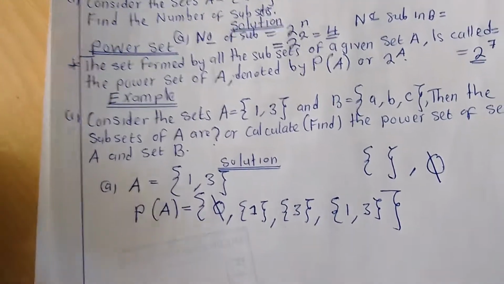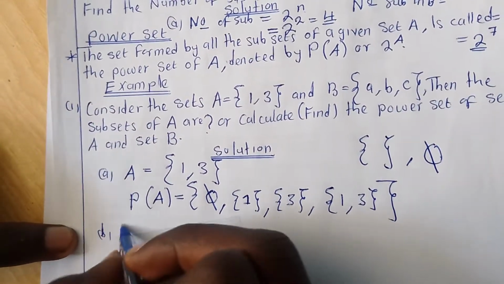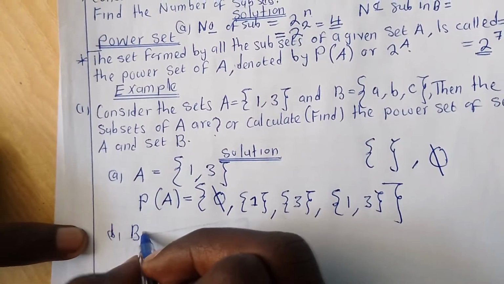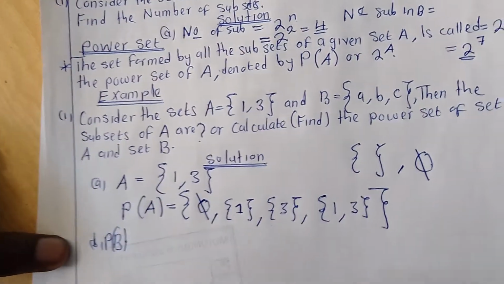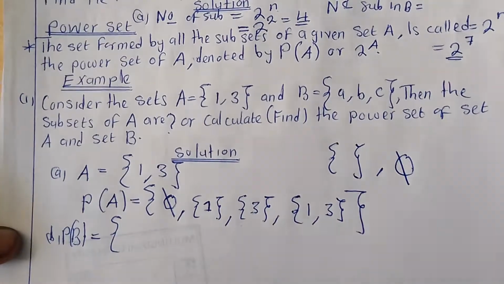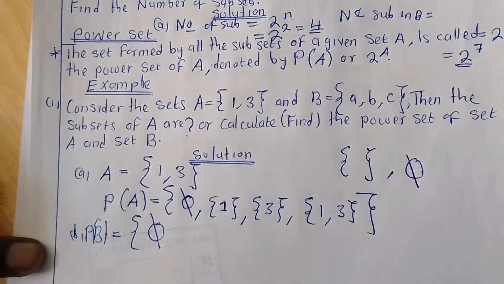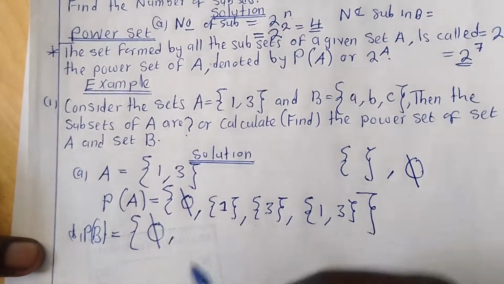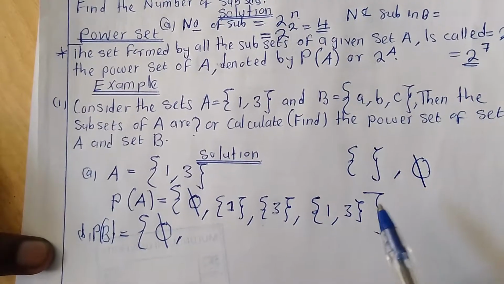This is the power set of set A. We come to B. Now P, the power set of set B, is going to equal, you open the brackets, you first of all consider the empty set as the first thing, then you outline these letters as individual sets.